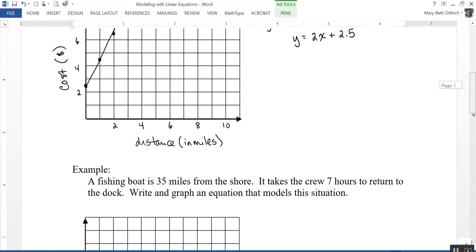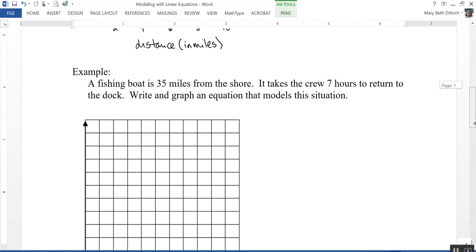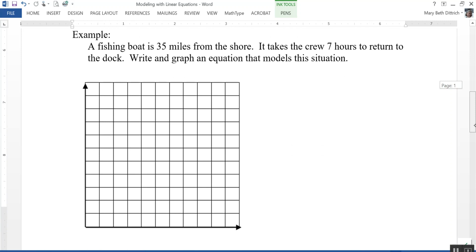Let's take a look at another example here. This one says a fishing boat is 35 miles from the shore. It takes the crew 7 hours to return to the dock. Write and graph an equation that models this situation. So in this case, my time is going to be my independent variable, and my distance is going to be my dependent variable. So this is going to be a time-distance problem.